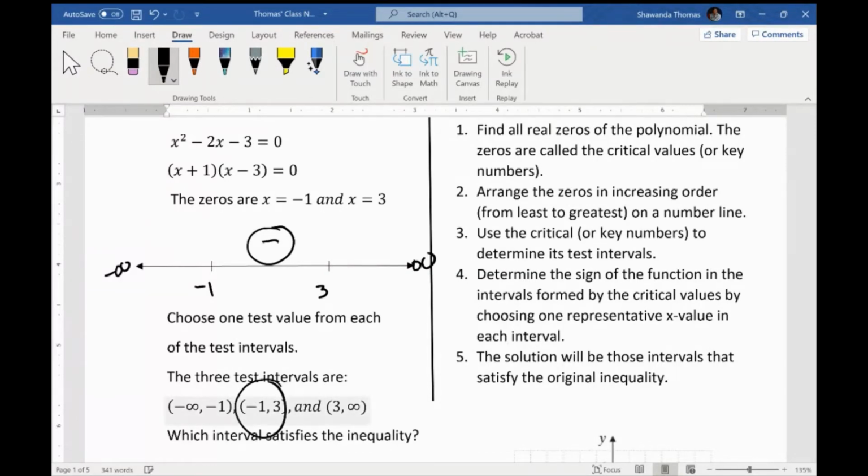So there are 3 different intervals. 1, that's the first interval. 2, that's the second interval. 3 different intervals.